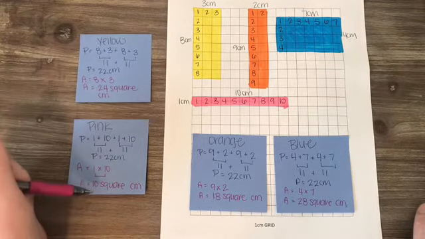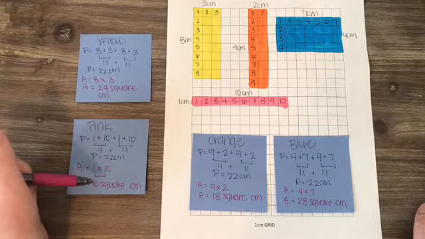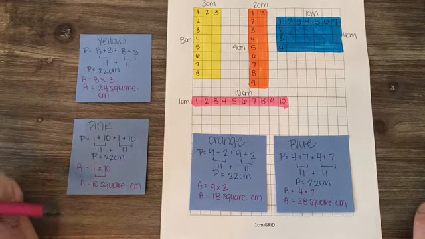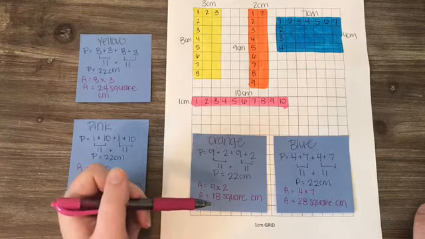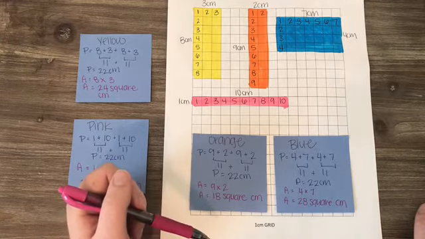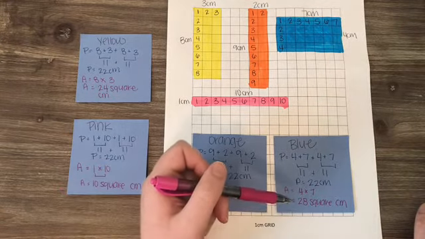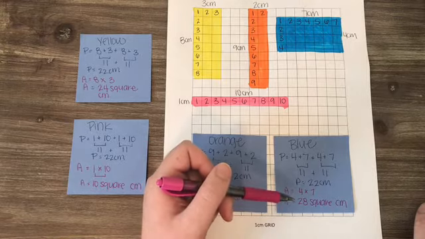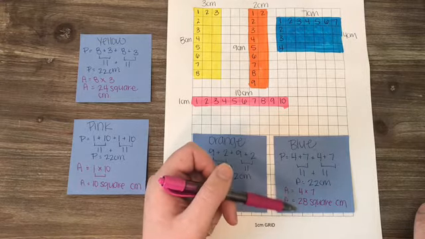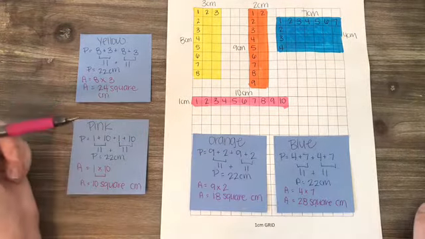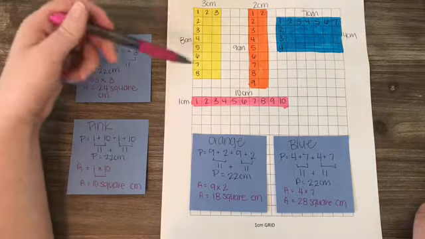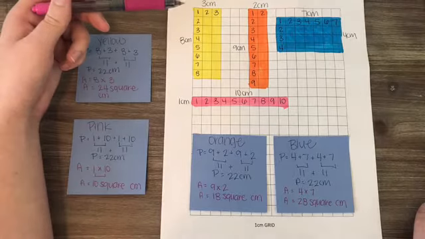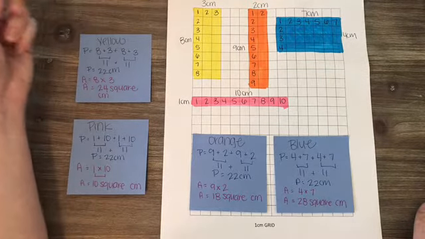The area of the yellow square or rectangle is 24 square centimeters. And then the area of the pink rectangle is 10 square centimeters. The area of the orange rectangle is 18 square centimeters, and the area of the blue rectangle is 28 square centimeters. So therefore, this is an example of what it looks like to have the same perimeter, but a different area. Pretty cool, right?